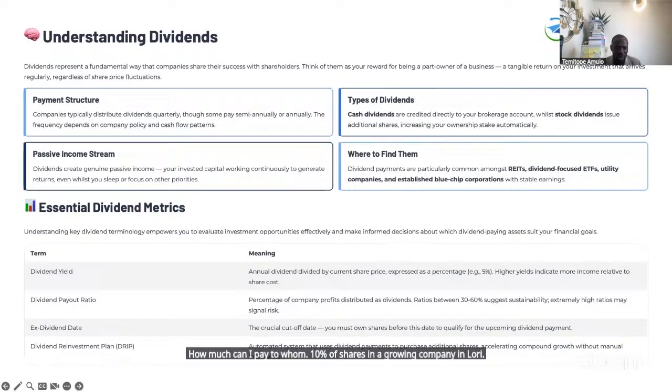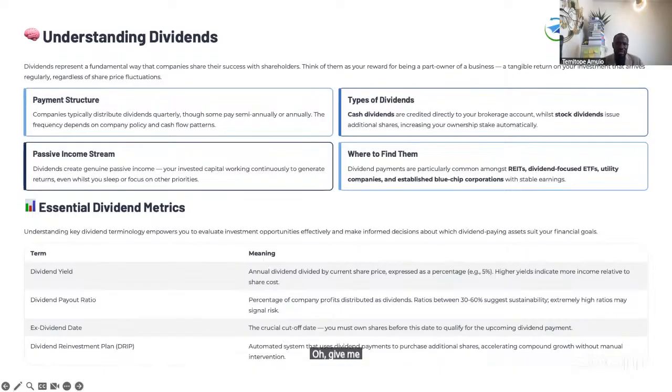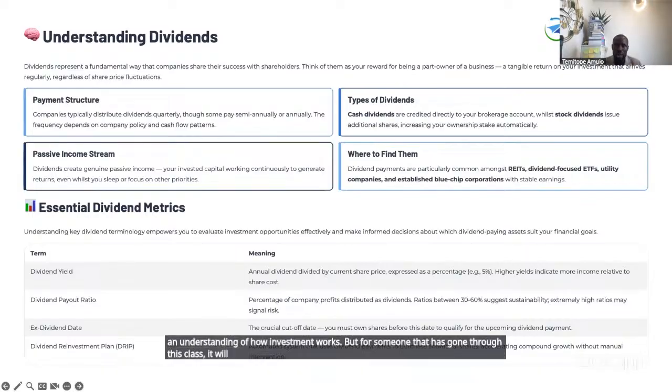Maybe, for example, there is a company called EasyMex. Some of you can feel like, oh, EasyMex, I love this idea, I want to invest in it. How much can I give you to take 10% ownership of this company? And the founder of EasyMex can say, give me 10 million naira and I'll give you 5%, or give me 20 million naira and I give you 10%, because you need to have an understanding of how investment works. But for someone that has gone through this class, it will not be new to you anymore.